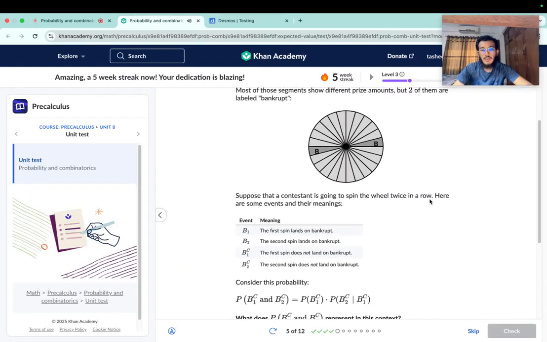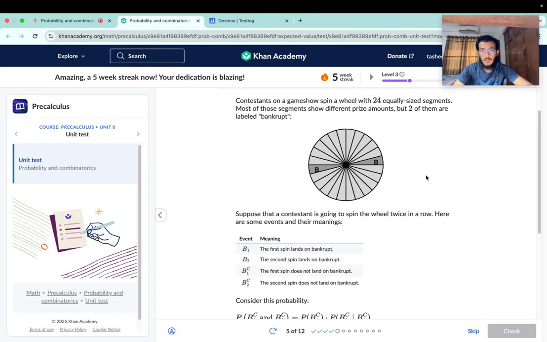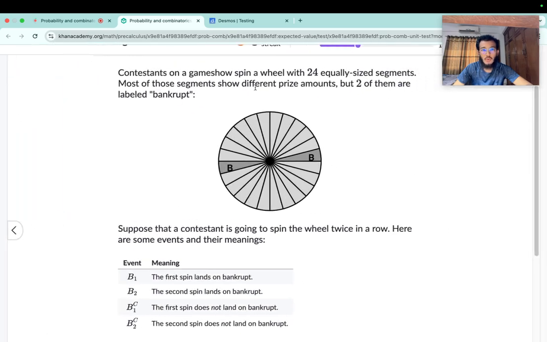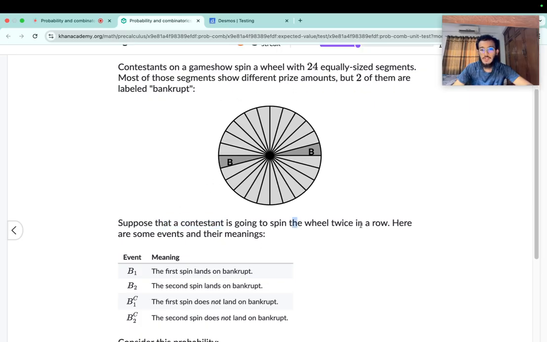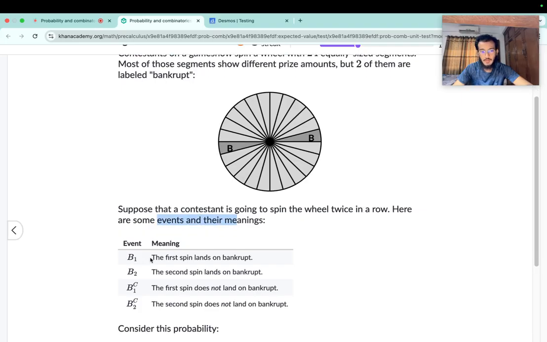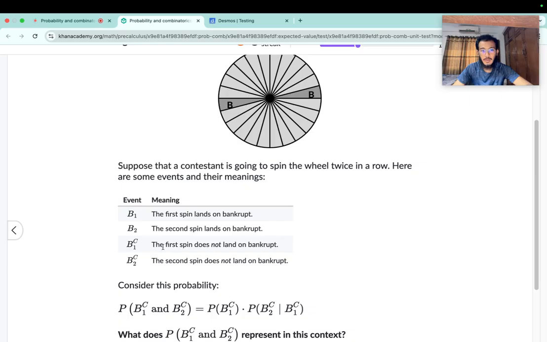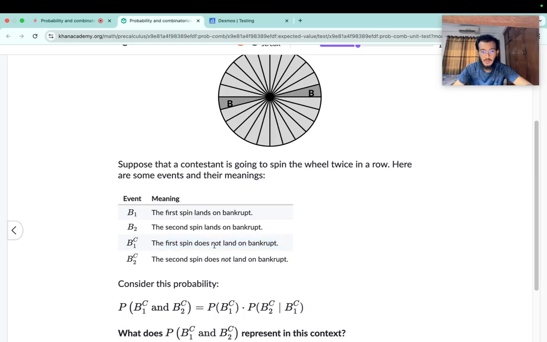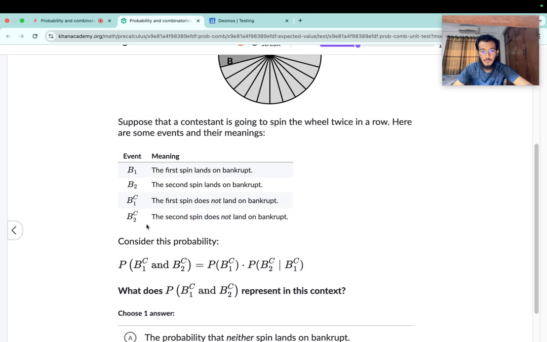All right, so next question. Contestants on a game show spin a wheel with 24 equally sized segments. Most of those segments show different prize amounts, but 2 of them are labeled bankrupt. Suppose that a contestant is going to spin the wheel twice in a row. Here are some events and their meaning. B1, the first spin lands on bankrupt. B2, the second spin lands on bankrupt. BC1, the first spin does not land on bankrupt, so this is the notation. BC2, the second spin does not land on bankrupt.